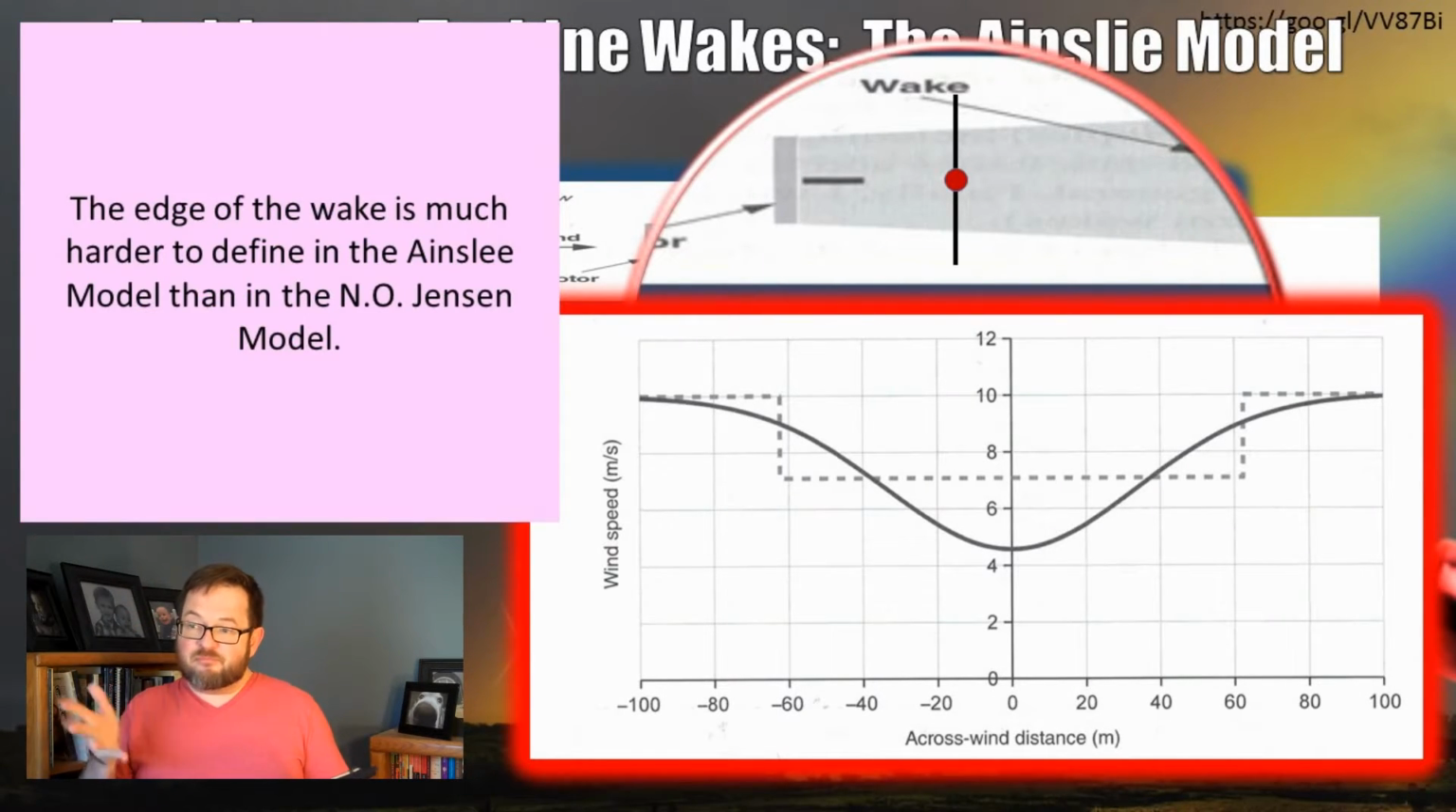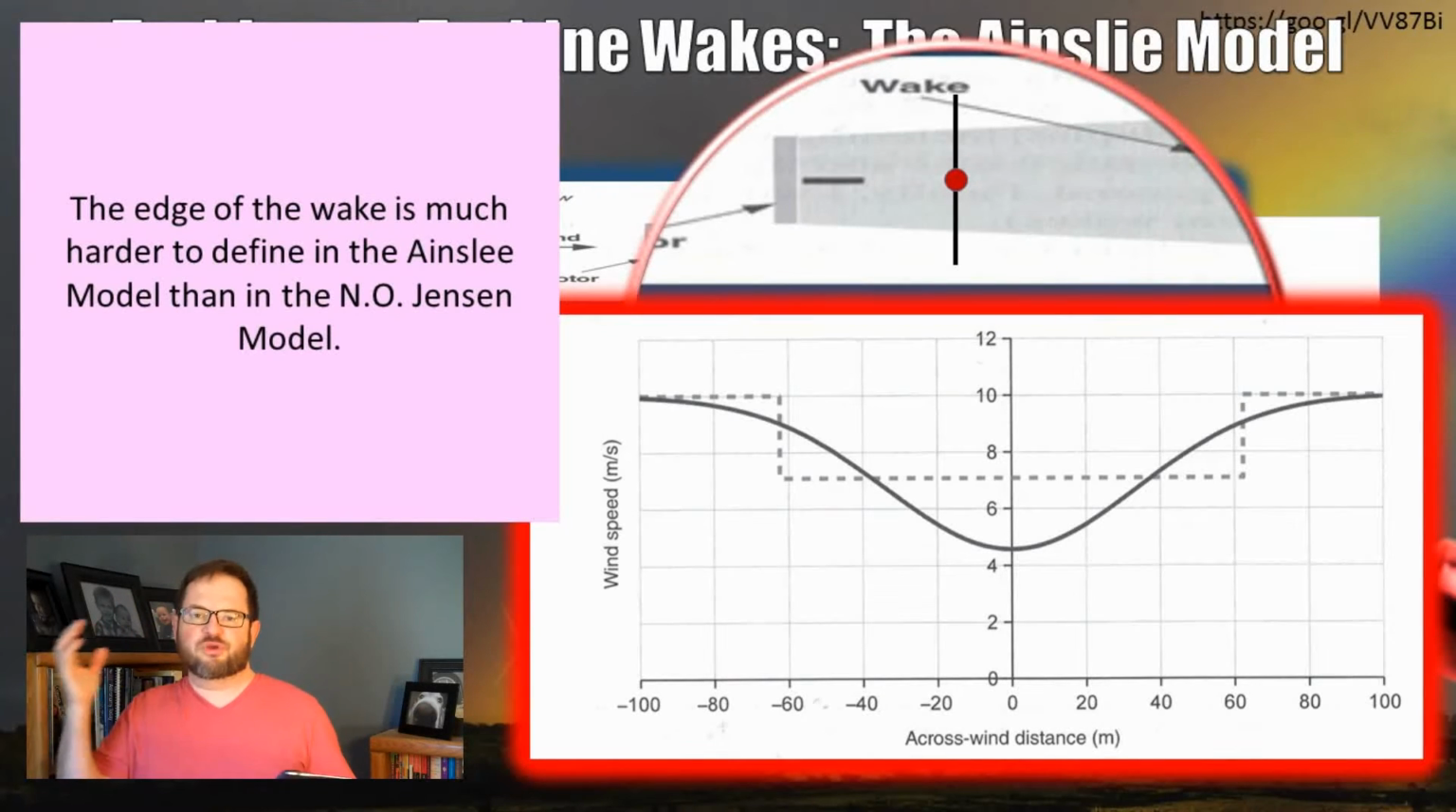On the other hand, there are benefits to what Jensen did. I mean, Jensen has a very well-defined edge of the wake on the left side and on the right side, and top and bottom for that matter, too. Whereas, for the Ansley model, you'd have to come up with some way of deciding what you're going to define as the edge of the wake.